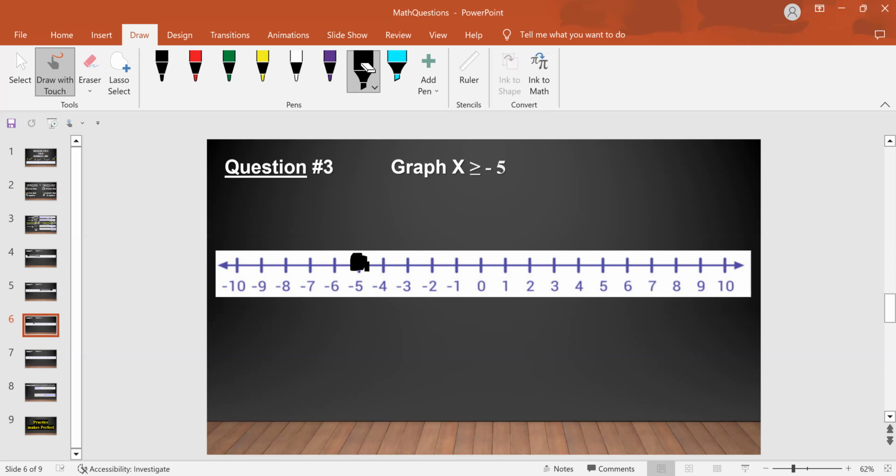Now, which side do I go? So we are looking for numbers greater than or equal to -5. Okay, I could pick like a 10. If I pick a 10, can I say that 10 is greater than -5? Exactly. 10 is greater than -5. Or if I pick 4, can I say that 4 is greater than -5? Exactly. 4 is greater than -5. So any positive number is greater than a negative number. Therefore, I go to this side.